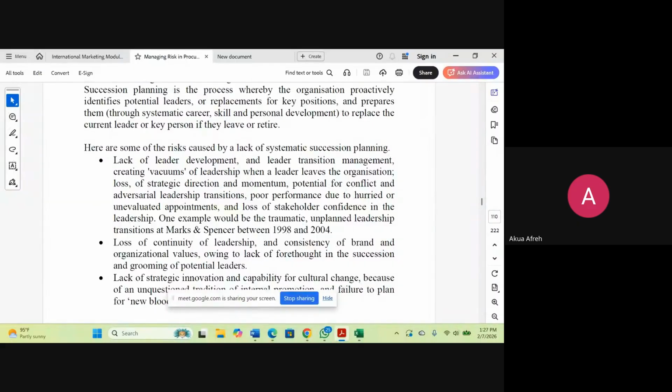So these are some of the risks caused by lack of succession planning, lack of leader development, and leader transition management. Because we don't even think about who is going to succeed who, we don't train them, we don't develop them. So when this happens, and even when a manager is leaving, there is no formal transition program or training that is done.